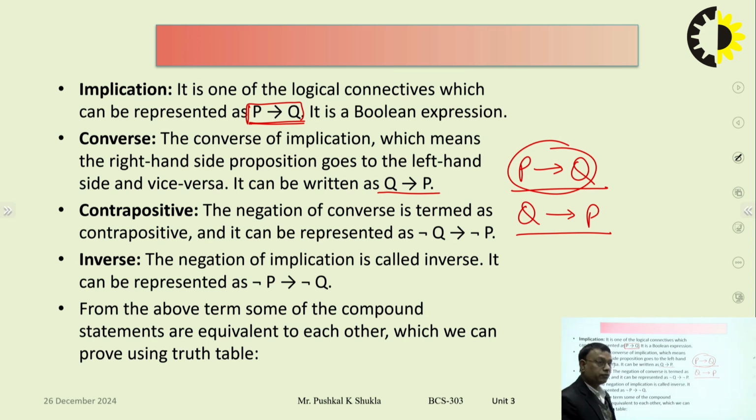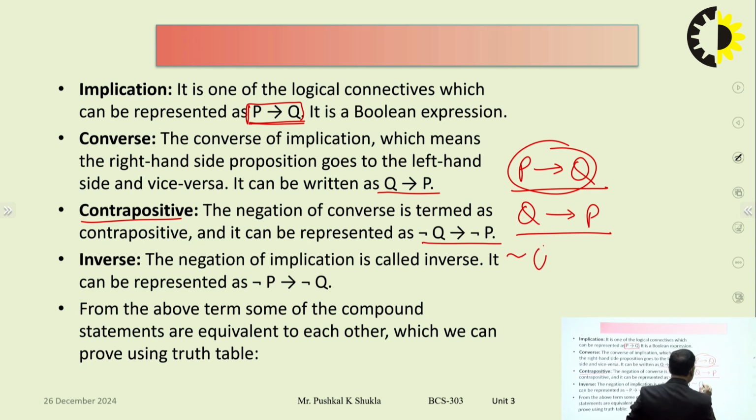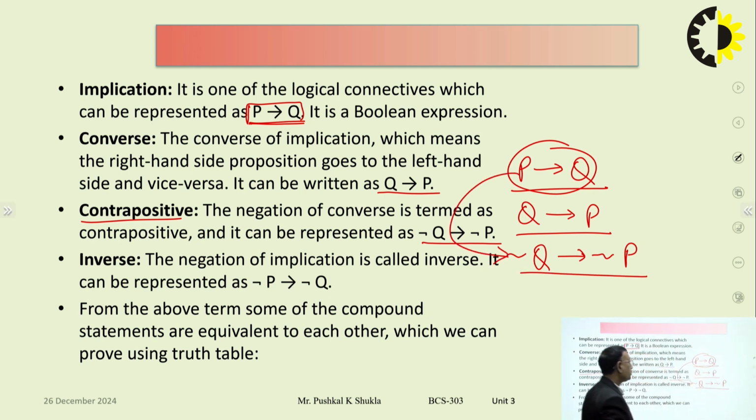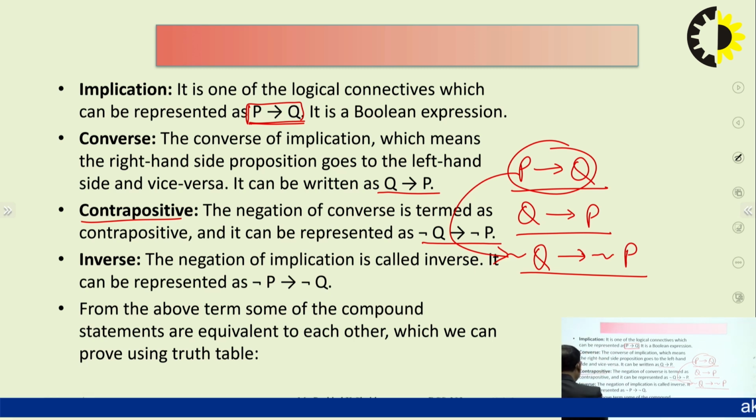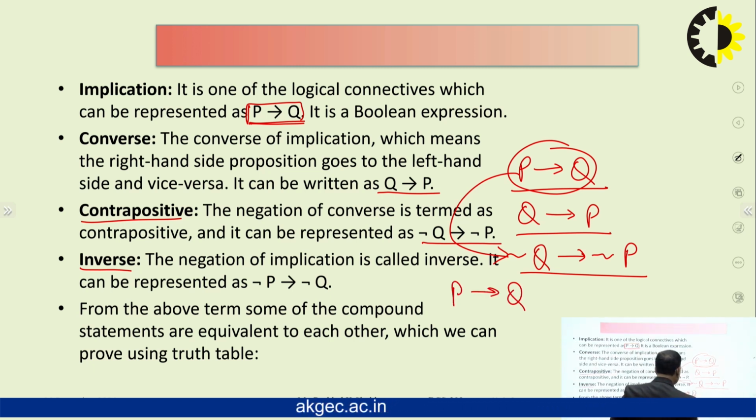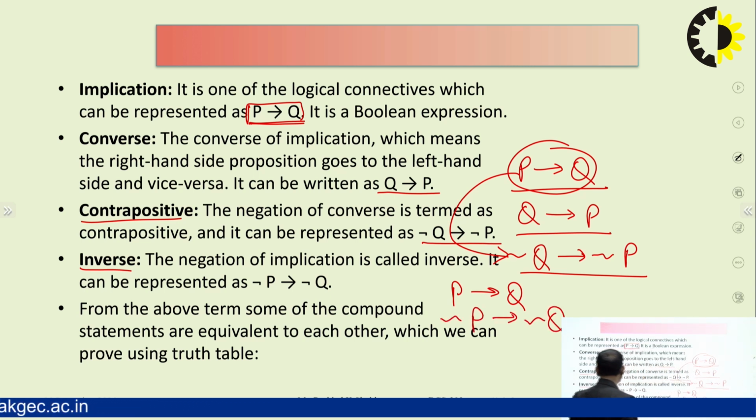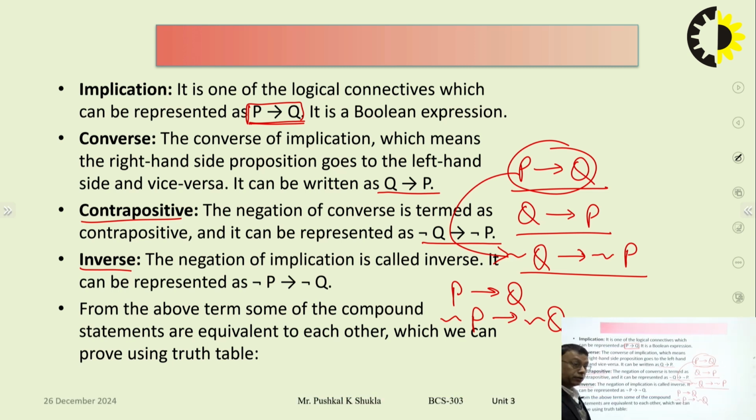Contrapositive. Suppose P implies Q is the implication, then negation of Q implies negation of P is the contrapositive of the Boolean expression P implies Q. Then the inverse. Suppose P implies Q is the Boolean expression, then negation of P implies negation of Q is the inverse of this implication.